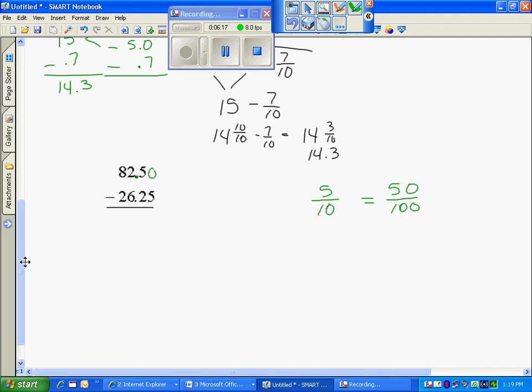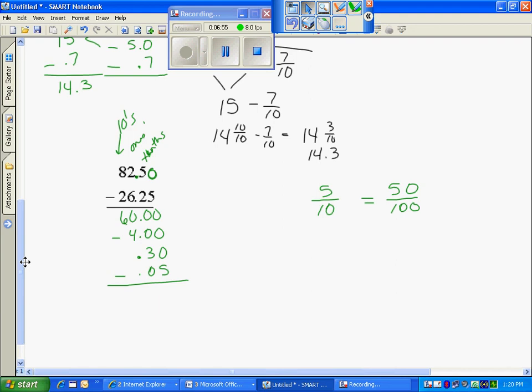Subtracting using my partial differences, starting in my tens column, 80 minus 20 is 60. In my ones column, 2 minus 6 is negative 4. In my tenths column, don't forget that TH on the end, 5 tenths take away 2 tenths is 3 tenths. Notice it's positive because I still have some. And 0 take away 5 100ths is in the hole 5 100ths.